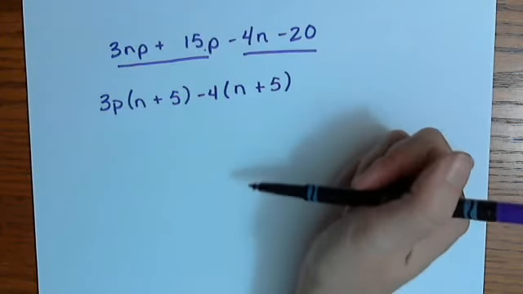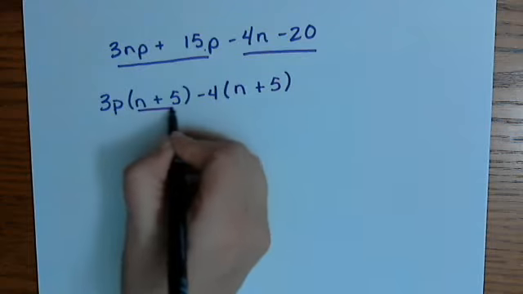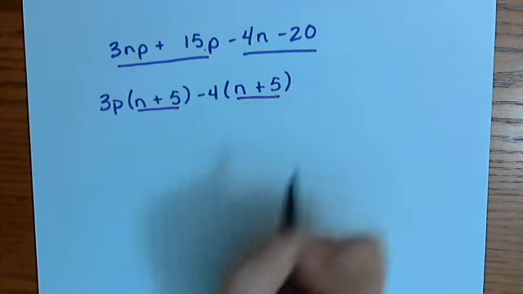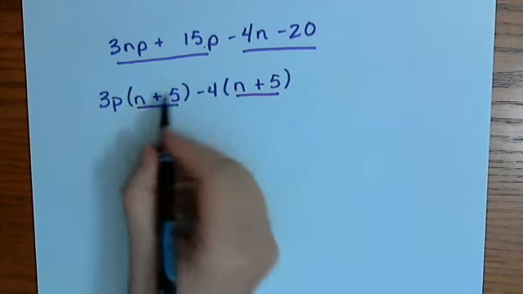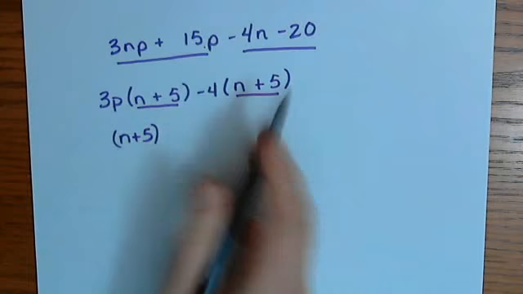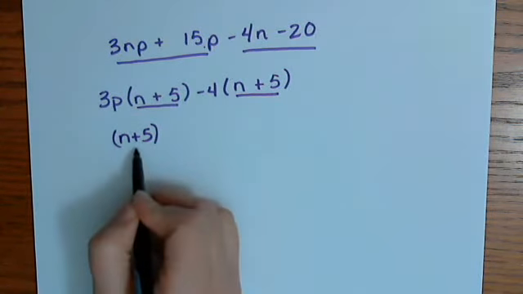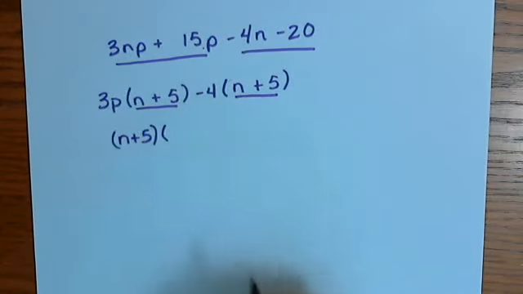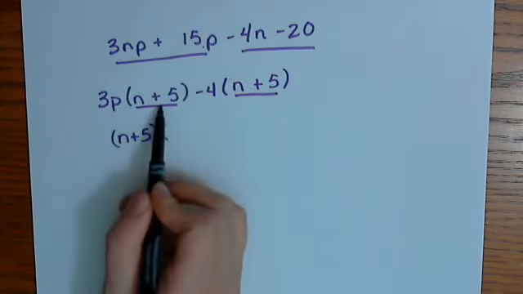Okay. And again, we see that we have a common n plus 5 and n plus 5 in each of my 2 big terms. So I can factor out that n plus 5 because that's showing up in both of them. Remember that stuff in parentheses has to stay in parentheses. So I put it in parentheses again.